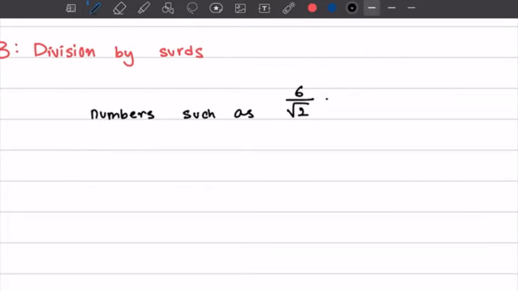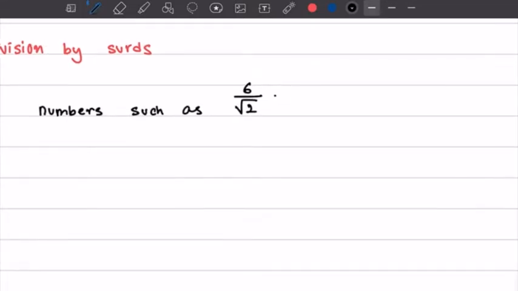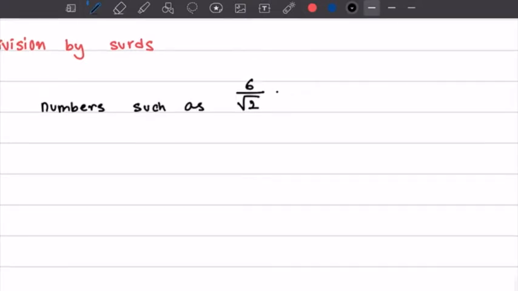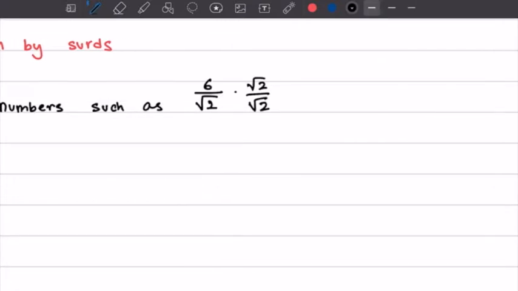Now that might be a bit confusing, but for example, in this number we have root 2 as a denominator. To rationalize it, all you're doing is multiplying this number by root 2 over root 2. So in this case, you have root 2 times root 2. That just becomes 2. So now you do not have a square root in the denominator, and the top just becomes 6 root 2. This process is called rationalization.